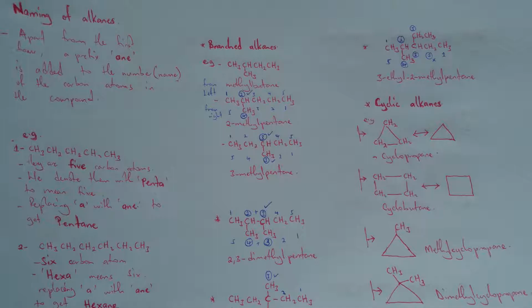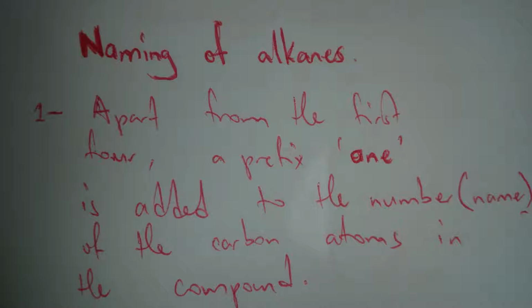First of all, we shall see that with the exception of the first four members, that is methane, ethane, propane, and butane, the rest of the alkanes are named with the corresponding number of carbon atoms, and then a suffix added on them. For instance, if I look at the fifth alkane, which is pentane.